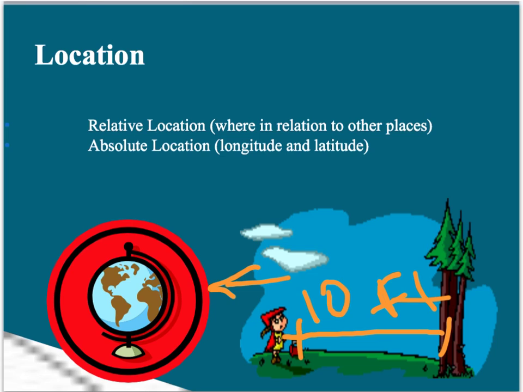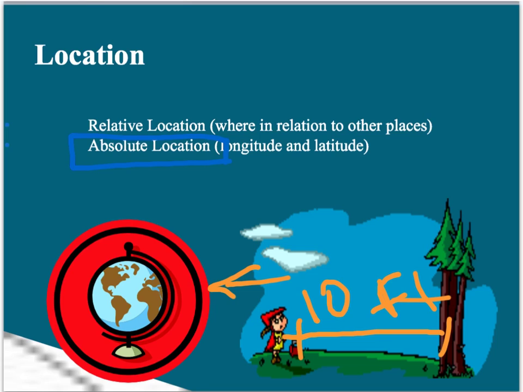That's fine and dandy. Sometimes you need a bit more specific, and that's where absolute location comes into hand. When you look at absolute location, you're going to give the actual longitude and latitude, which would have how many degrees north and how many degrees west, for instance. Which one's better, you might be asking? Which one do I need? And the answer is it depends.